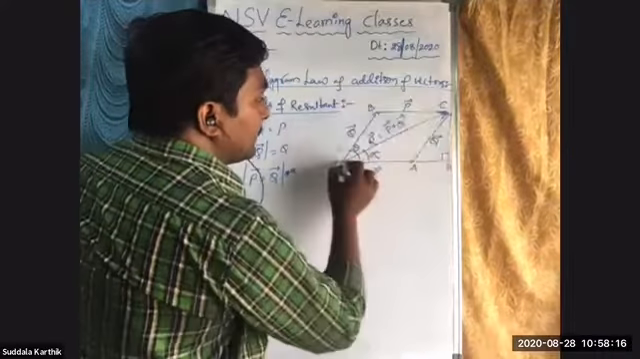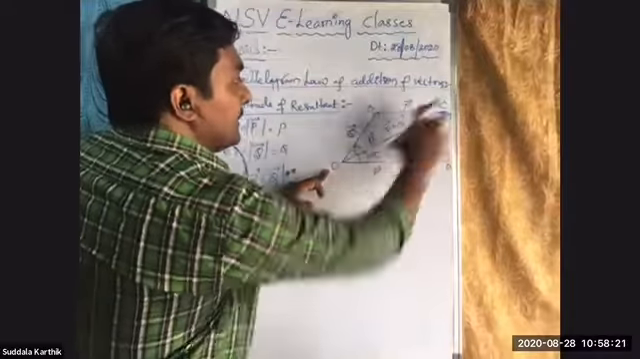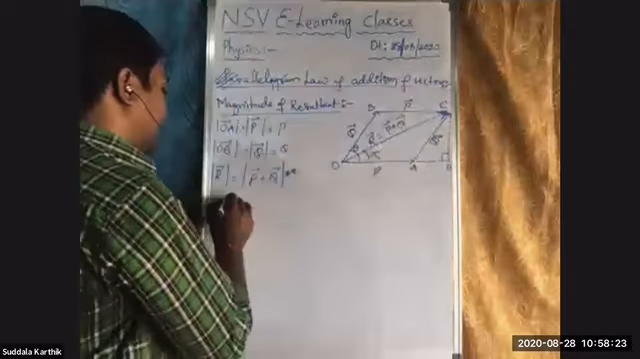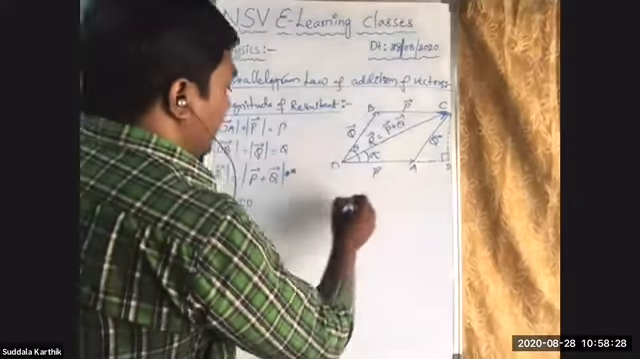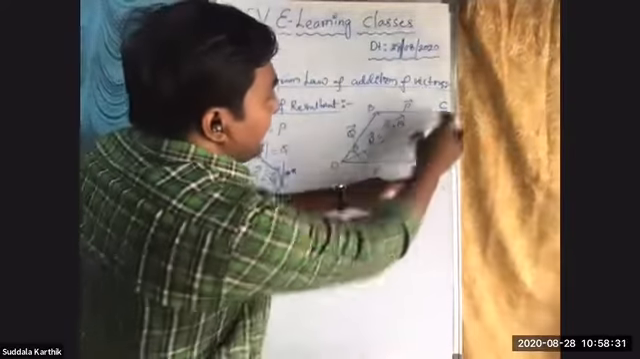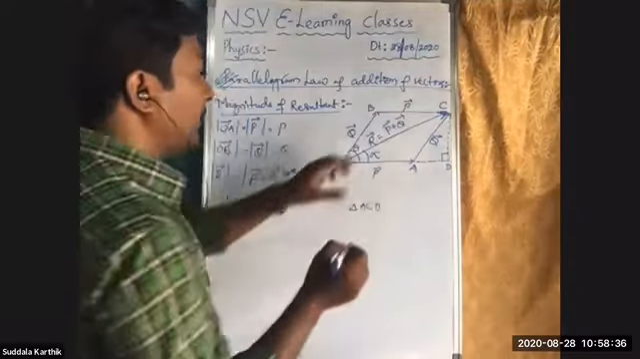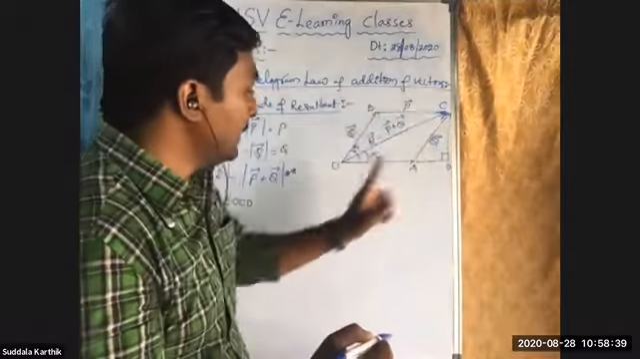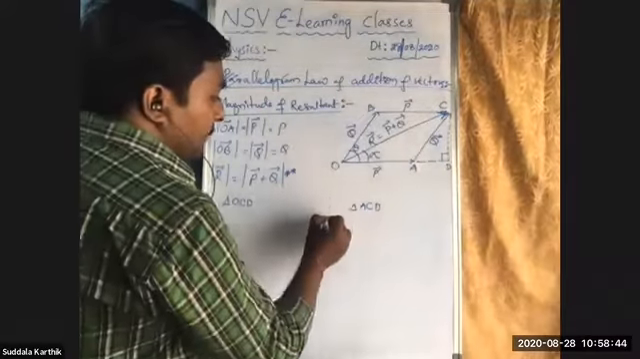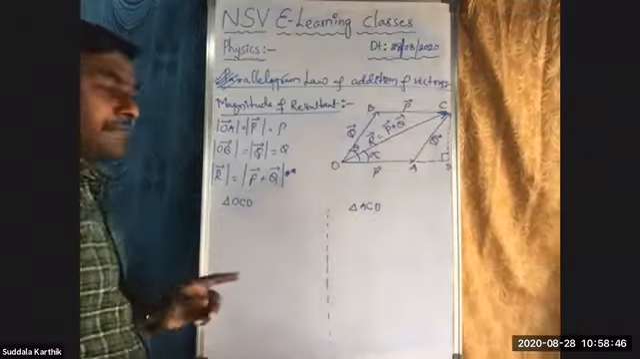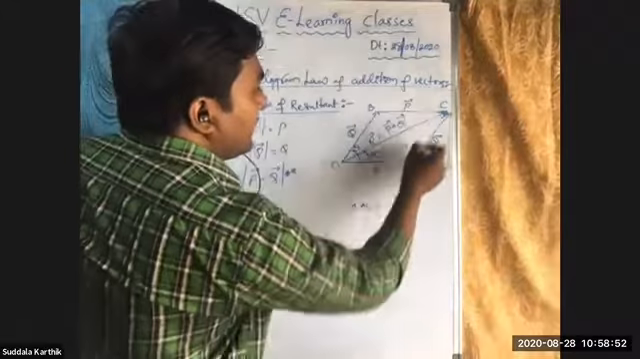Right? So here there are two different triangles. One is ODC or OCD, and another is triangle ACD. Triangle OCD and triangle ACD, two different triangles are there. Is it okay? First of all, I am selecting triangle ACD, and I am calculating this one.